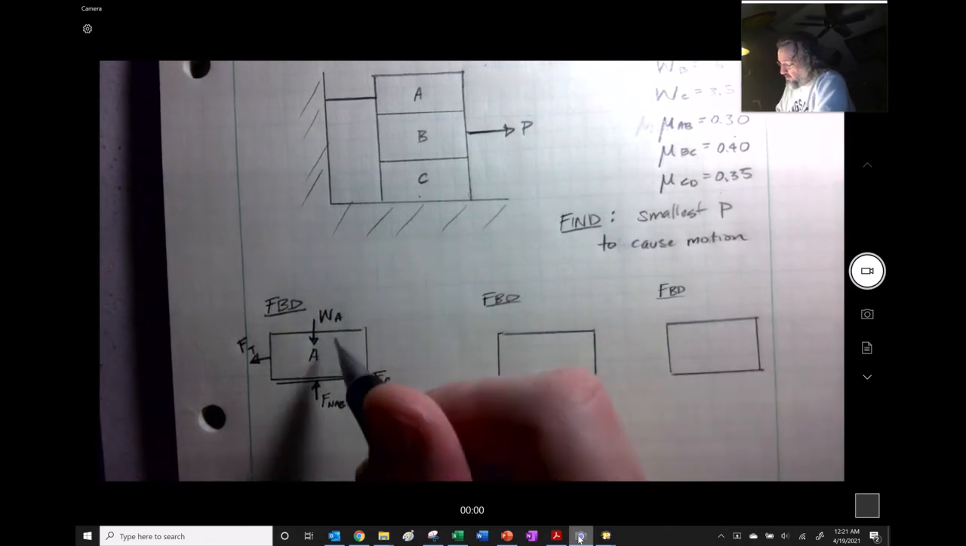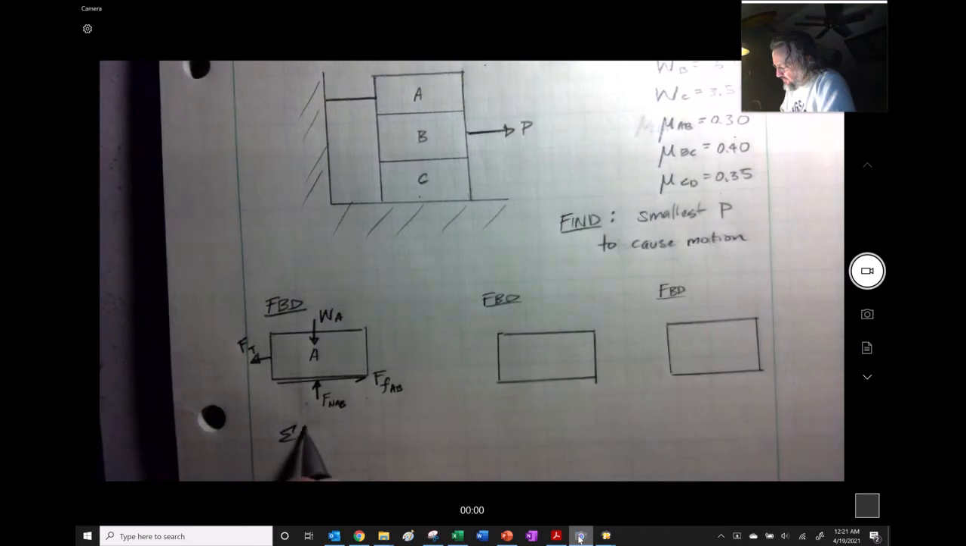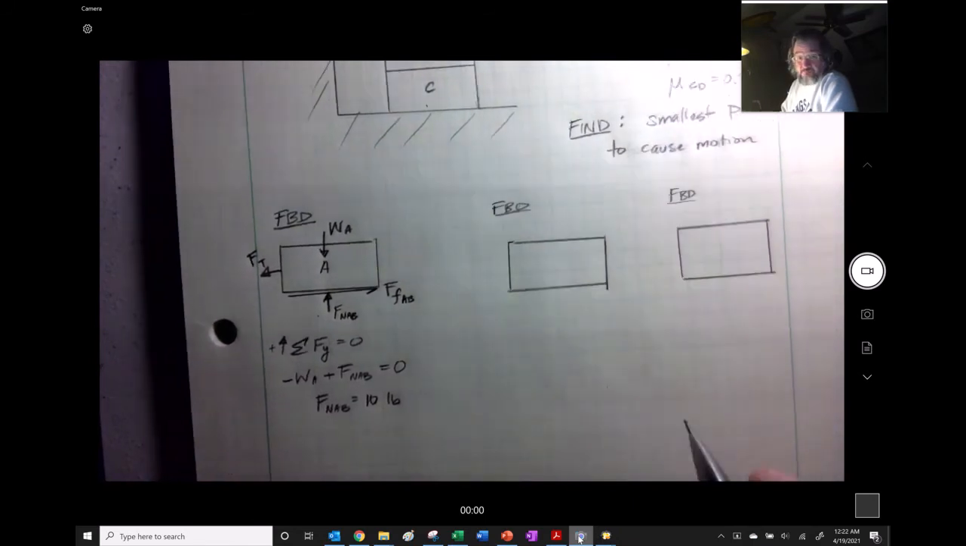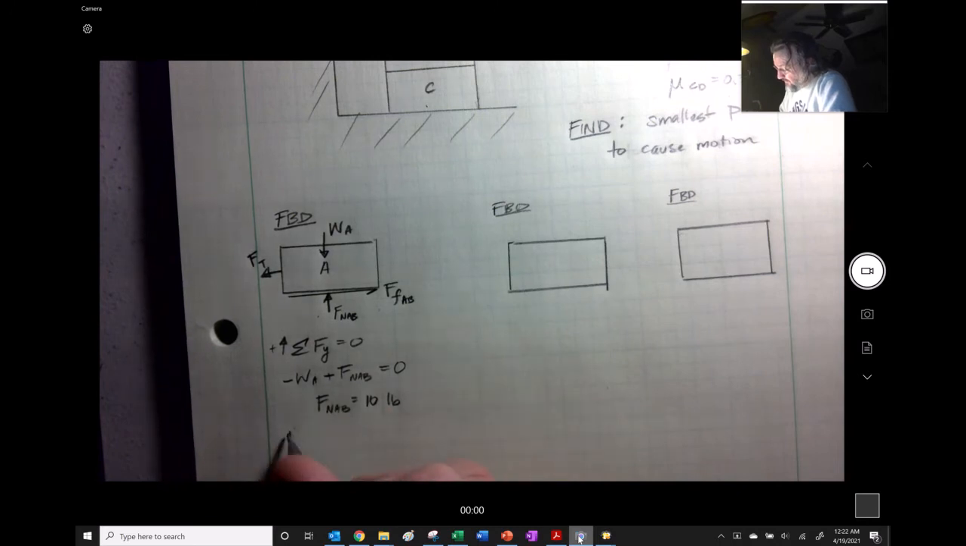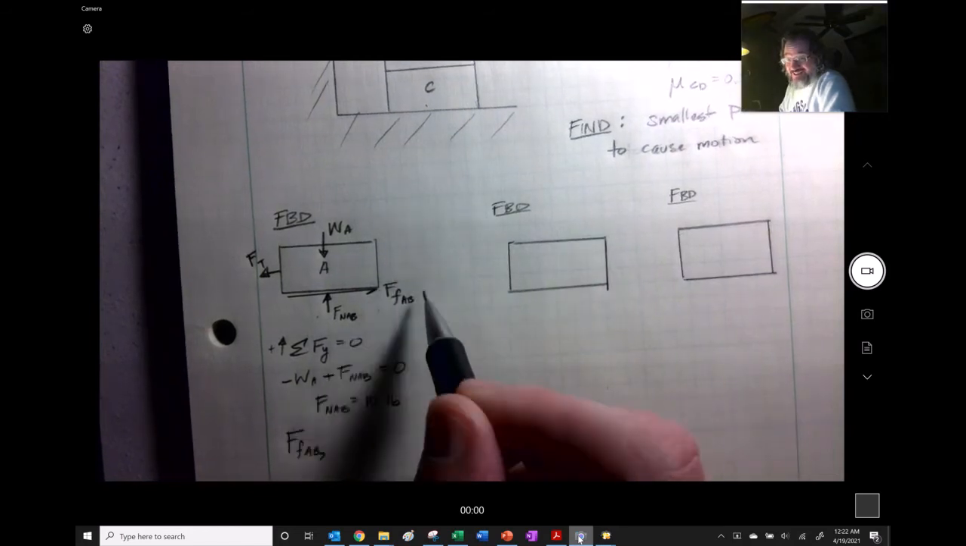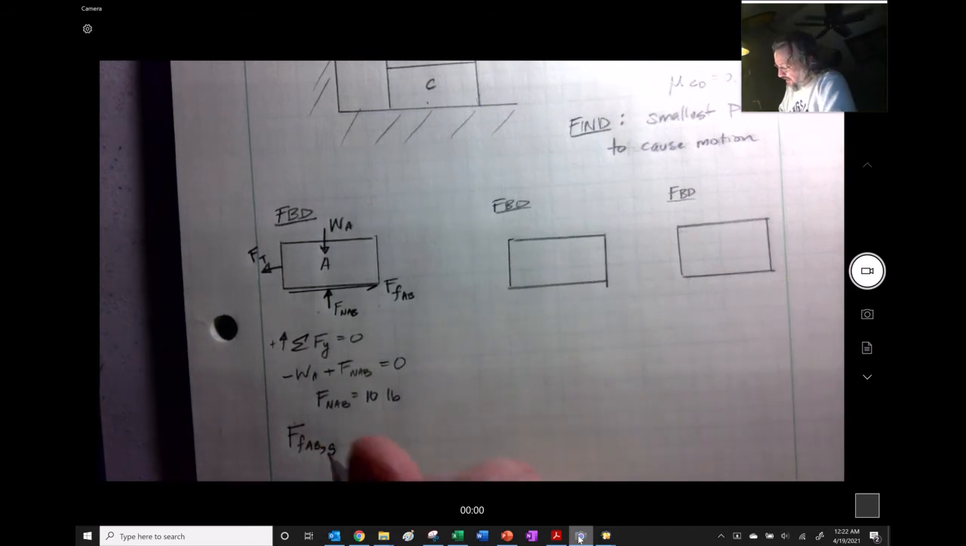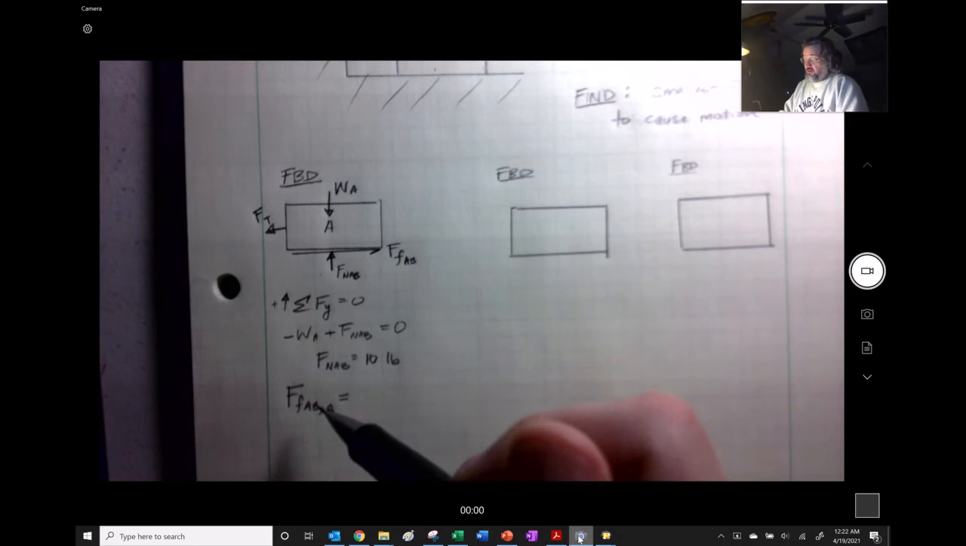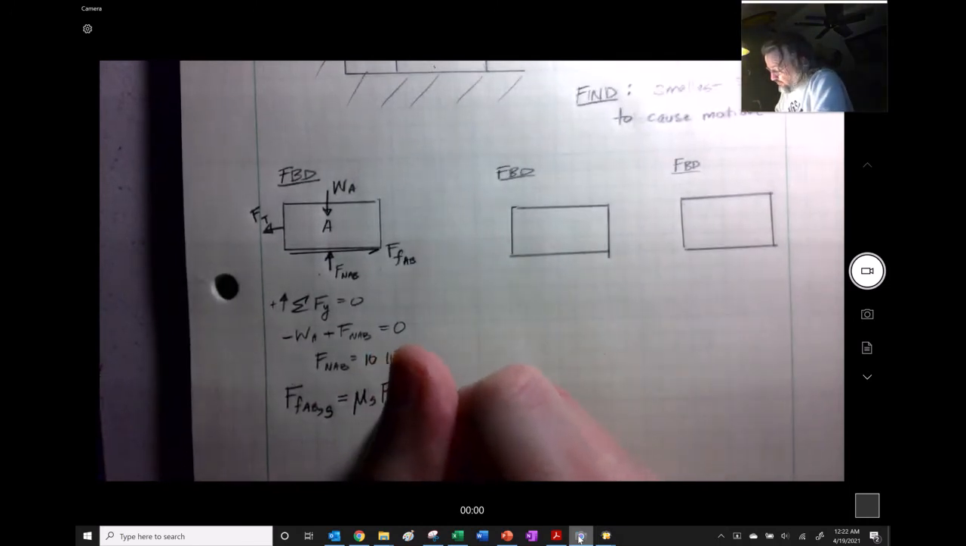Now, we don't know. Well, the only thing we can find right here, we could say the sum of the forces in the y direction is equal to 0. So negative this plus FNAB equals 0. FNAB is just going to be equal to 10 pounds. And the FFAB, I'm going to be careful here not to think, just because that is written down, that this is going to be the friction. I'm going to put an S in there, comma S, just to make sure. This is not that force. This is the breakaway force.